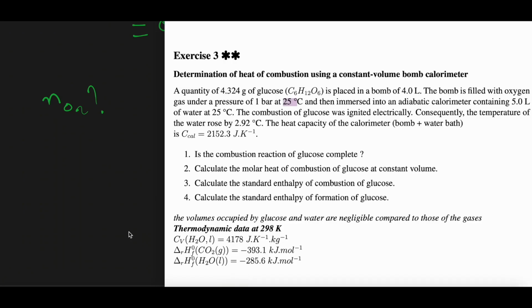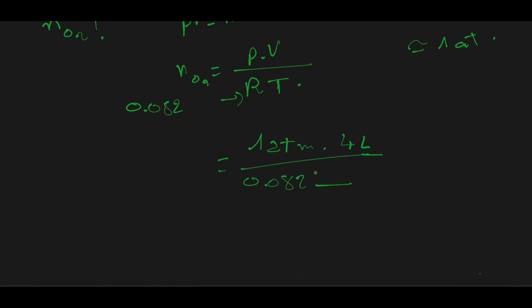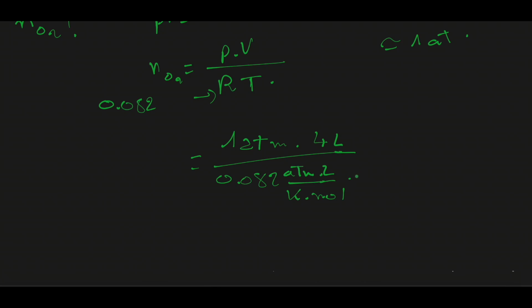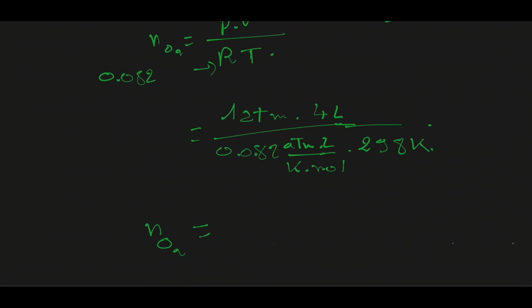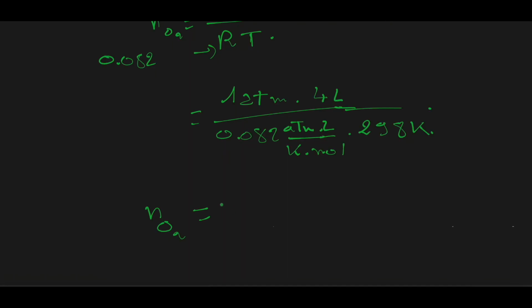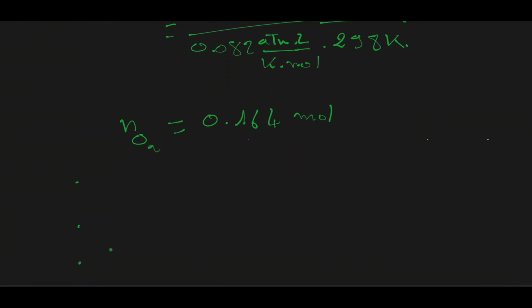And the volume here, it is 4 liters. So we multiply, we have 1 atm times 4 liters. We use the R, which is the value of 0.082 in atm L K^-1 mol^-1, times at 25 degrees Celsius, in Kelvin is 298 K. So now, if we calculate now the number of mole of oxygen in this condition, we get a value of about 0.164 moles of oxygen.